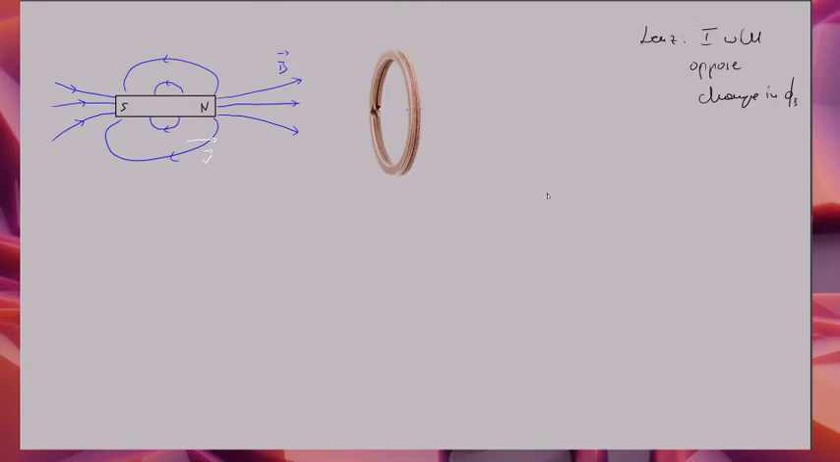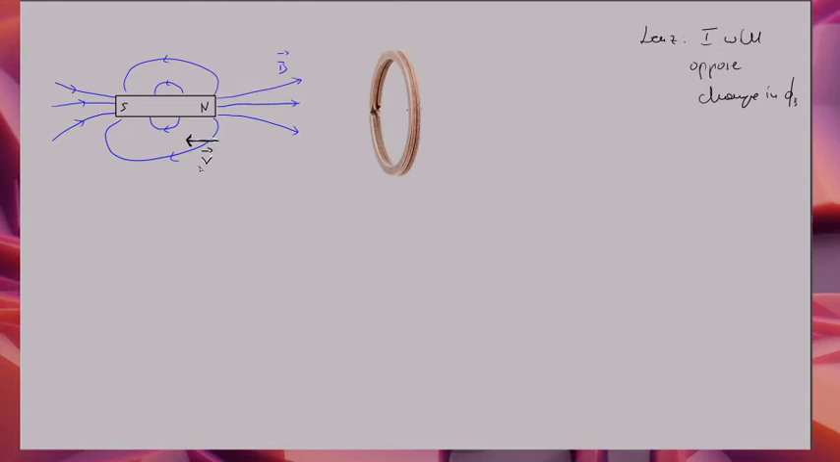Now suppose we do the same example, but we flip the direction of the velocity here. So the magnet is moving to the left instead of to the right. Let's say that we make this magnet now move away from the loop.